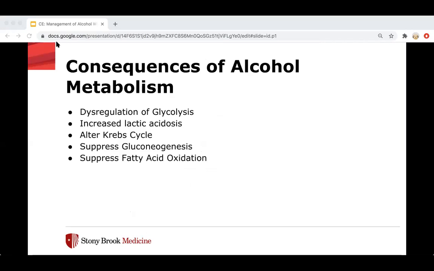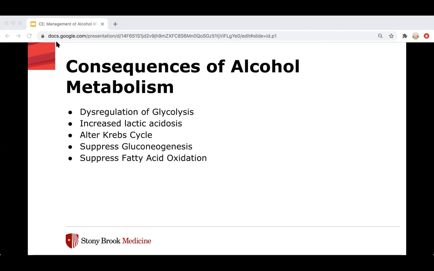It can cause dysregulation of glycolysis, and this is due to not enough NAD+. It can cause increased lactic acidosis, and this is because pyruvate will be converted to lactate to try to use up more of that NADH that we're producing from the alcohol pathway. It can alter the Krebs cycle, and this is due to a buildup of acetyl-CoA and too much NADH, and the body will actually try to convert to ketosis to try to use up some of the acetyl-CoA. So this is why a lot of patients with chronic alcohol use will present with ketones in their urine.